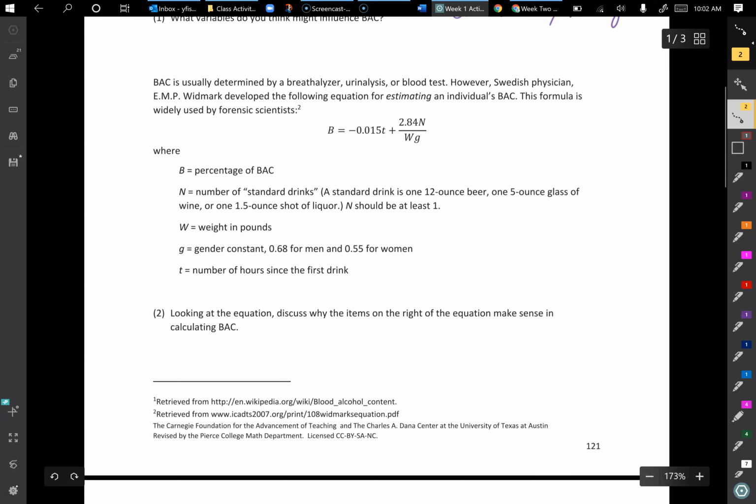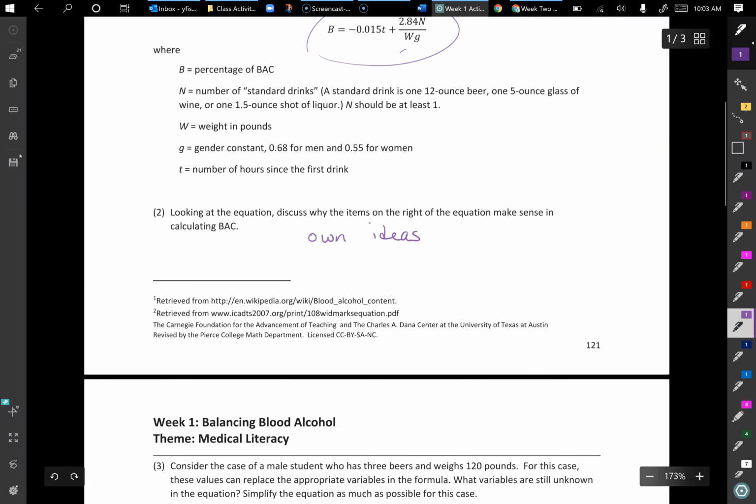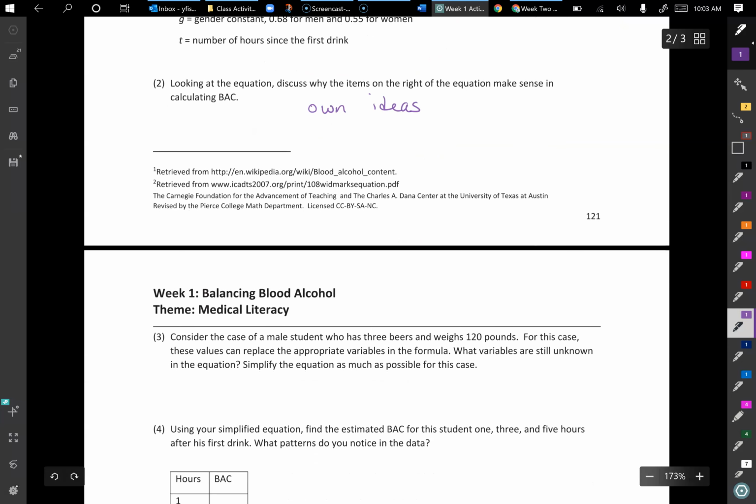Looking at this equation, discuss why the items on the right of the equation make sense in calculating BAC. Again, that's just your own words, your own thoughts, your own ideas. No right or wrong. Just write a sentence or two about that. Look at how the formula is designed and think, well, obviously the weight affects it, the time affects it. Think about the correlations and whether it's going to increase or decrease based on what. So just be flexible with that.